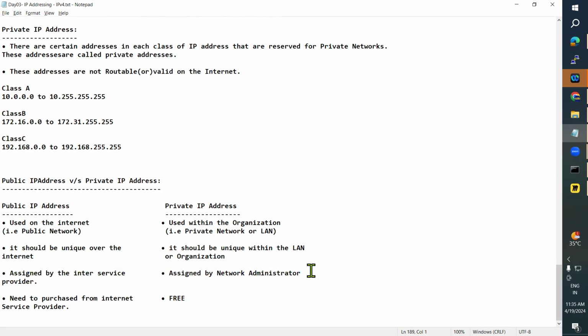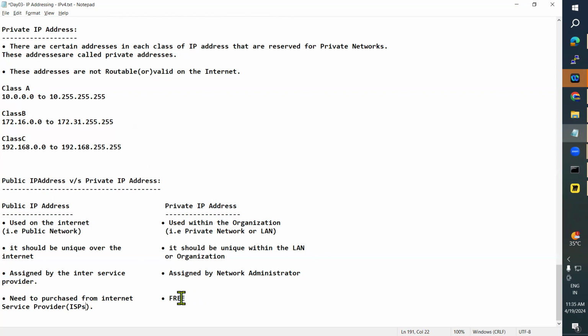A private IP address is assigned by the network administrator, while a public IP address needs to be purchased from the internet service providers. Those who provide internet, we call ISPs, internet service providers. There are many ISPs in the market: Airtel, Jio, BSNL, VSNL, ACT. There are lots of ISPs. In the technical way, we call them ISPs, internet service providers.